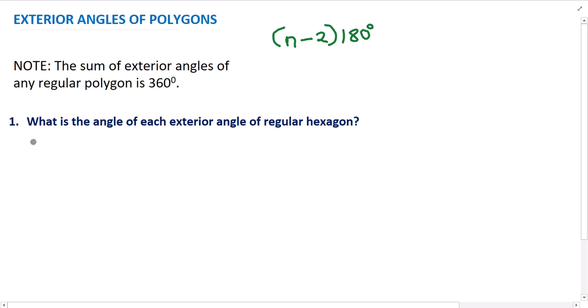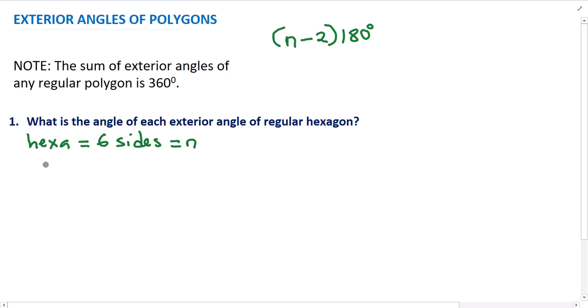The first one says, what is the size of each exterior angle of a regular hexagon? So for a hexagon, from the last lesson, we discussed that a hexagon has 6 sides. So hexa is equal to 6 sides, and this 6 is n, the number of sides. And the question is saying, what is the size of each exterior angle of a regular hexagon?